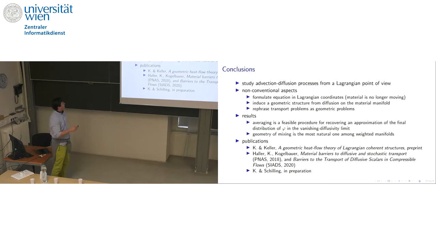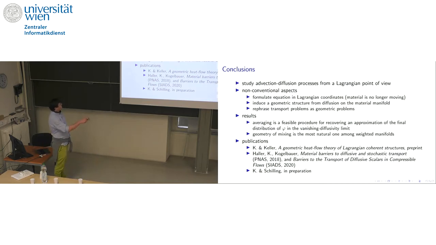Okay, I guess I should come to an end here. I've looked at advection diffusion processes in a very strict form of Lagrangian coordinates. A couple of non-conventional aspects. I guess none of them is original, but in the combination, I've rarely seen that, if ever. One thing is really to strictly formulate equations and do the simulations in these Lagrangian coordinates, in which material is strictly speaking no longer moving. Then there's this other aspect of taking diffusion and adopting a geometric structure on the fluid domain accordingly, and then rephrasing physical transport problems in geometric terms.